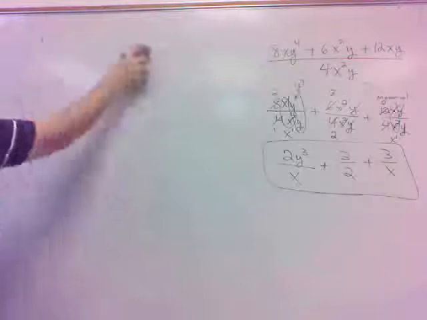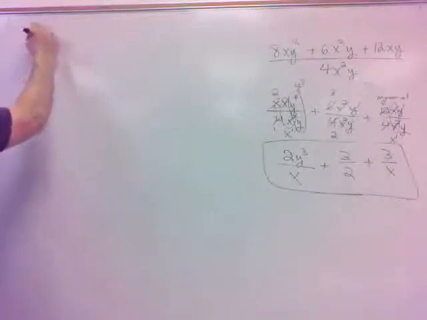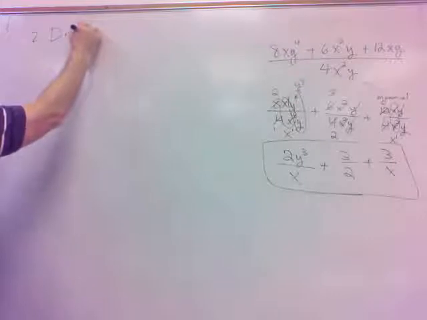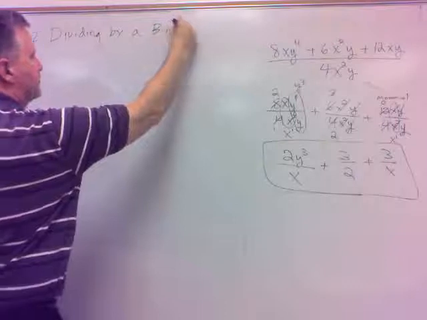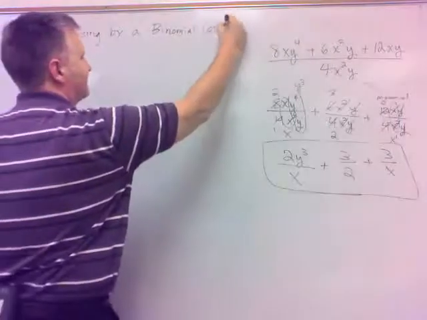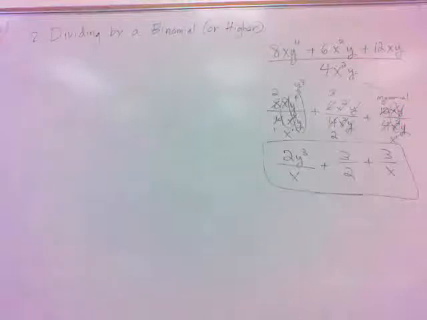All right. Well, guess what we do next? Number 2 on dividing here is dividing by a binomial or even higher. A little bit more of a process when you get that binomial or higher that you're dividing by, instead of a monomial.